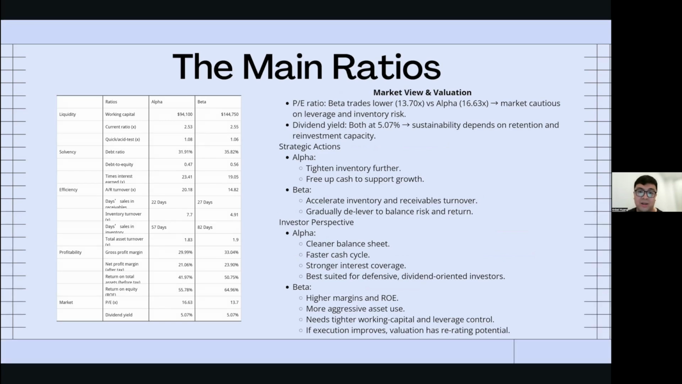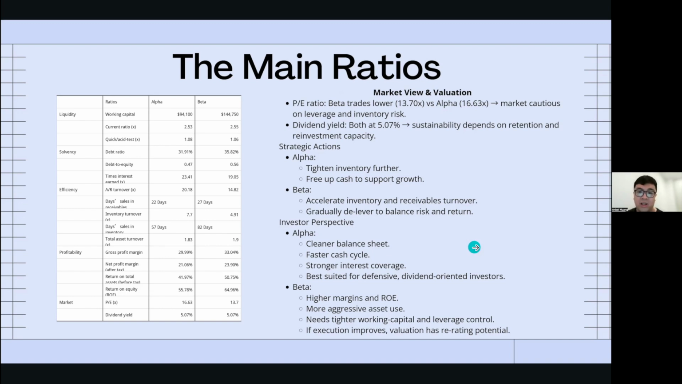The third part is about market view and strategy. From the market perspective, Beta trades at a lower PE ratio of 13.7 versus Alpha's 16.6. This discount reflects investor caution about Beta's leverage and inventory risk. Both firms pay the same dividend yield of 5.07%. So the key difference lies in their ability to sustain payout through reinvestment and cash generation.